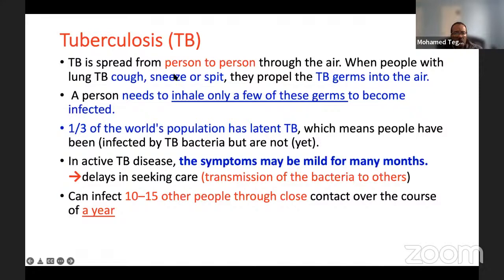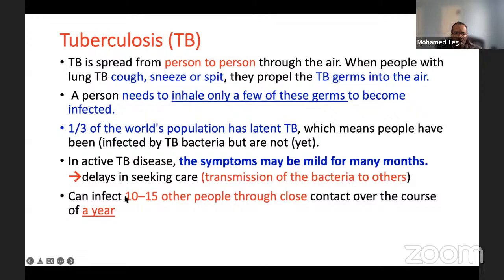TB transmission, as we all know, is through person-to-person contact, air transmission, through coughing and sneezing, and spit as well. One of the key things we need to remember here is that the bacterial load required to develop the disease is very low. That means only a few germs can cause the infection. Unfortunately, based on statistics, almost 1/3 of the world population has latent TB, meaning previous exposure and the possibility of dormant mycobacterium in their body, which possibly can be reactivated later in life.